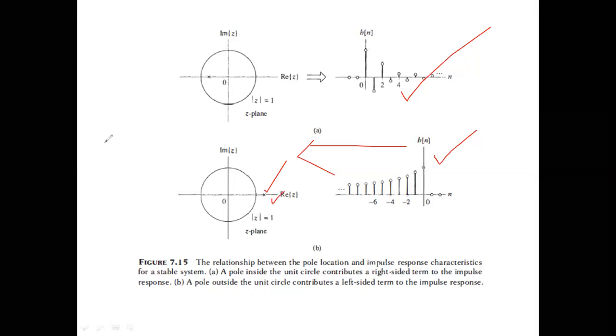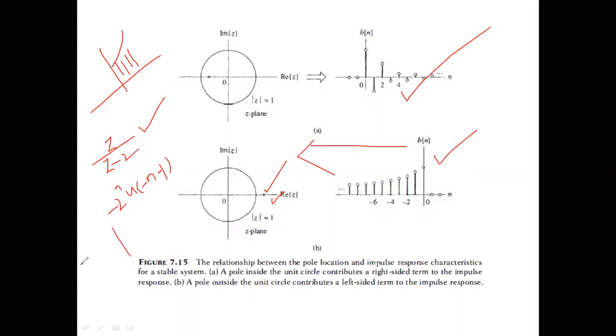See, z divided by z minus 2 can be stable, but not this particular thing, not if it exists on the right side. But if it exists on the left side, minus 2 to the power n u of minus n minus 1, this is stable. It starts at minus 1, then goes on decaying.